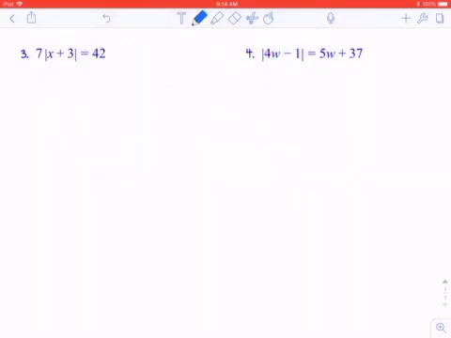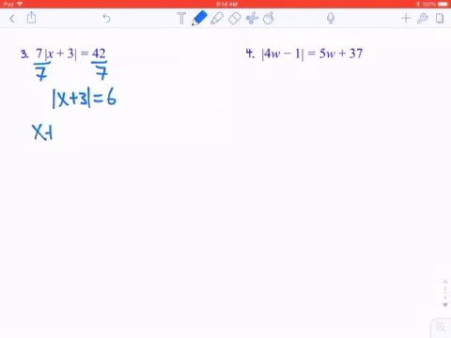All right, I've already got the right color pen. So 7 times the absolute value of x plus 3 equals 42. We need to isolate the absolute value symbol. So let's divide by 7 to get rid of the 7 out front. So we end up with the absolute value of x plus 3 equals 6. And then we can set up our two equations.